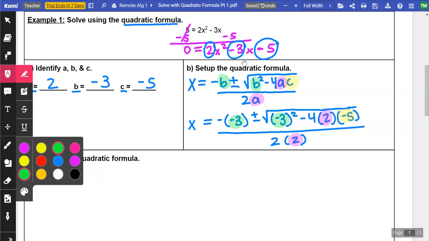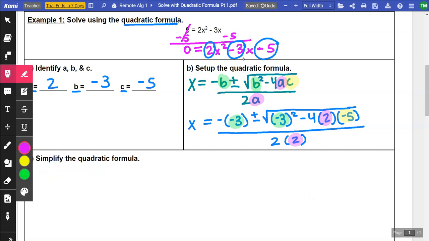There's a couple other things I need you to notice as well. And that is, we have to take the negative of b. So I made sure to put b in parentheses. And then when I square b, I also made sure to put b in parentheses because b is a -3 and we need to square that -3. So we need to take -3 squared.